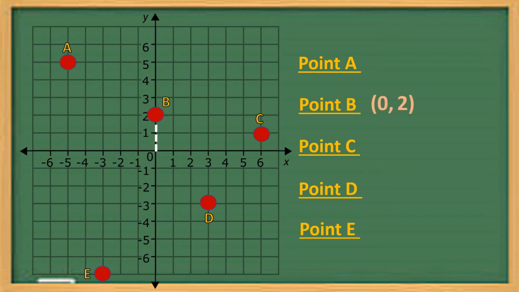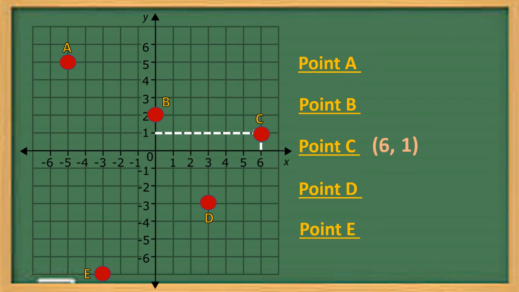How about point C? Point C is in the first quadrant. The signs of its coordinates are both positive. What is the coordinate of point C? Correct. The coordinates of point C are 6 and 1. Therefore, its ordered pair is 6, 1.